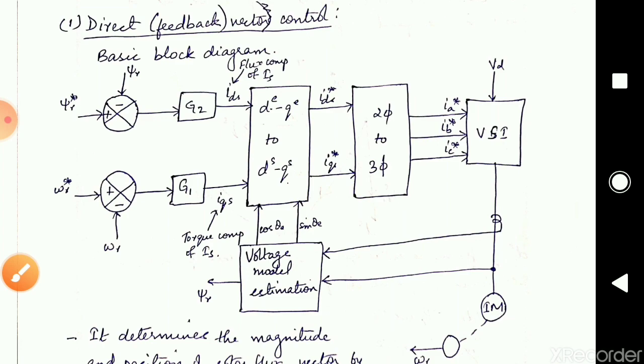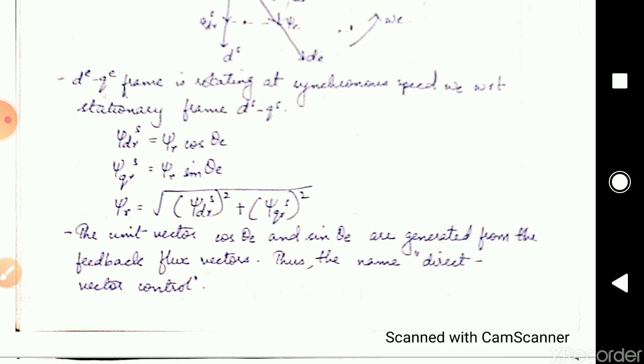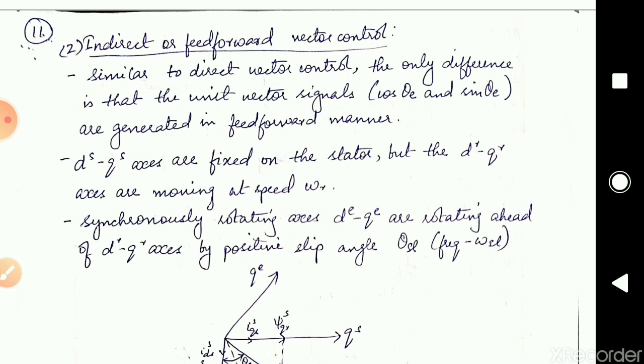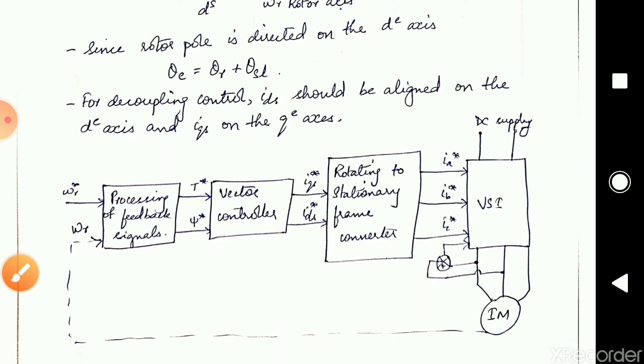Now, in the indirect feed forward vector control, there are some phasor diagrams also. I am not discussing all of these portions because it is a topic which goes more in depth into vector control. I don't think that much depth is required, so I am not explaining the phasor diagrams.